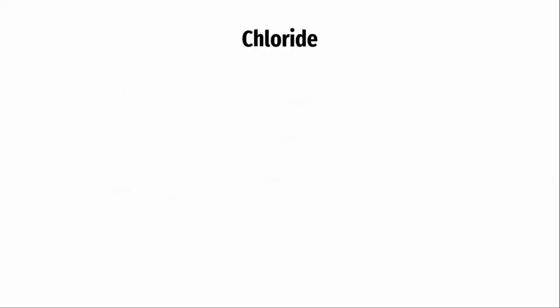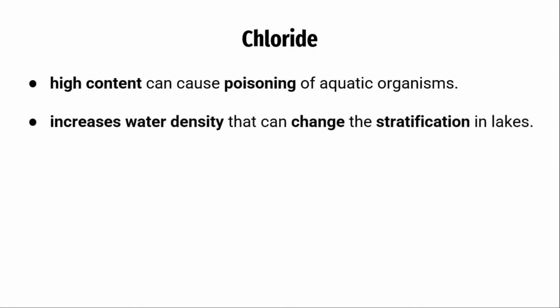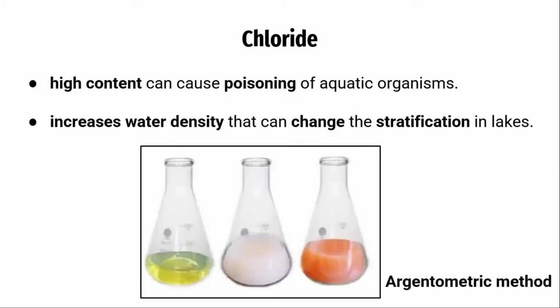High chloride content can cause poisoning of aquatic organisms. It can also result in increased water density that can change the stratification in lakes. Chloride was not usually an alarming pollutant to lentic ecosystems. However, the continuous increase of chloride content globally due to surface runoff and other factors now nears or already exceeds the limit set by governing bodies. The argentometric method can be used to determine chloride content and is also interpreted as milligrams per liter.